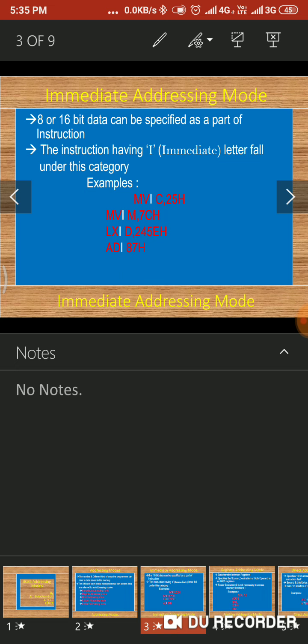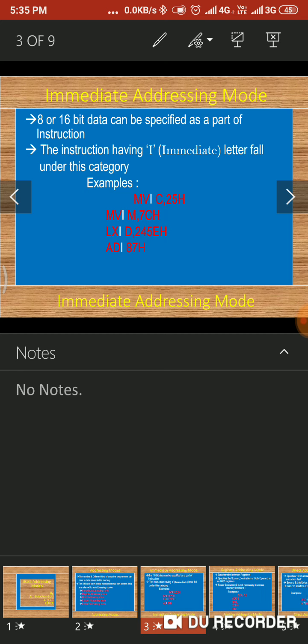The data 7C is 8-bit data. Suppose the HL register pair value is such that the L register contains 05 and the H register contains 50, then its address will be 5005. It is a 16-bit address. The data 7C will be stored in 5005. That is the meaning of MVI M, 7C.